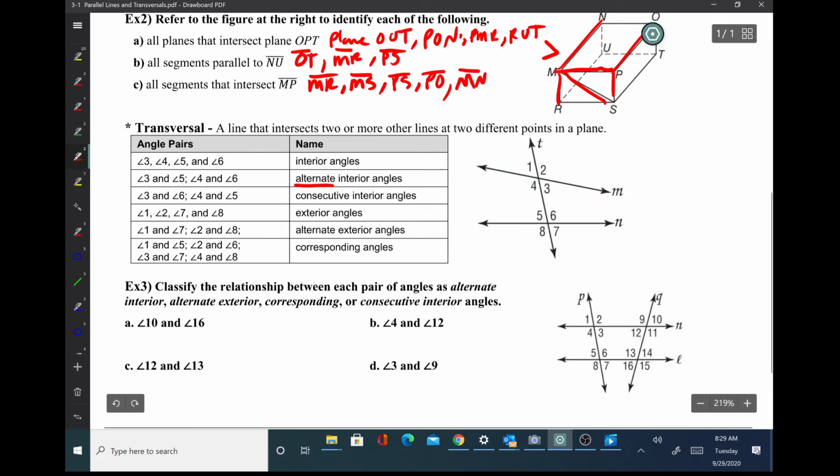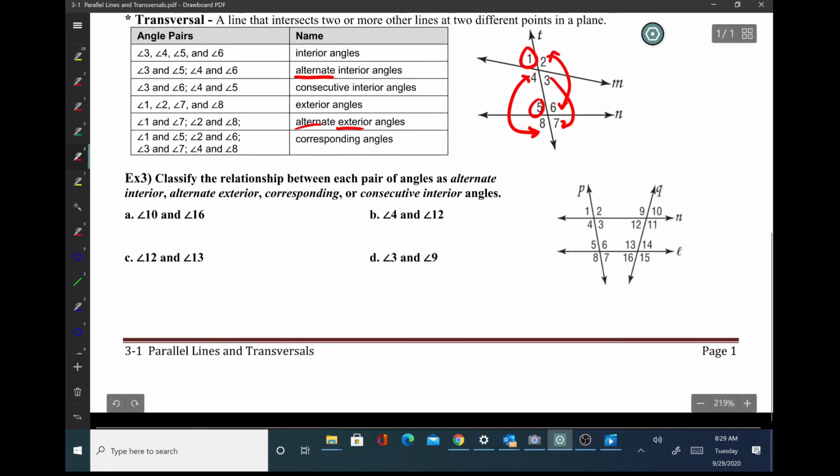Okay? And then we have angle 1 and angle 7. They're exterior and they're opposite of the transversal, right? They're across the transversal from each other. So that's alternate exterior. And then we have those special ones called corresponding. 1 is corresponding to 5, 2 is corresponding to 6, 4 is corresponding to 8, 3 is corresponding to 7. All right, so let's do these.